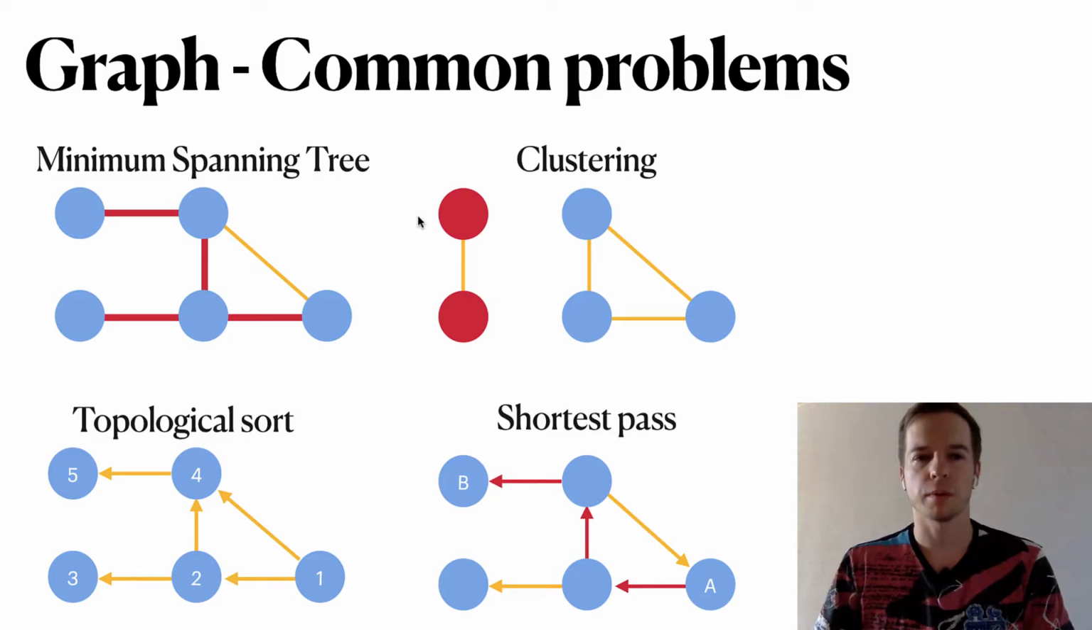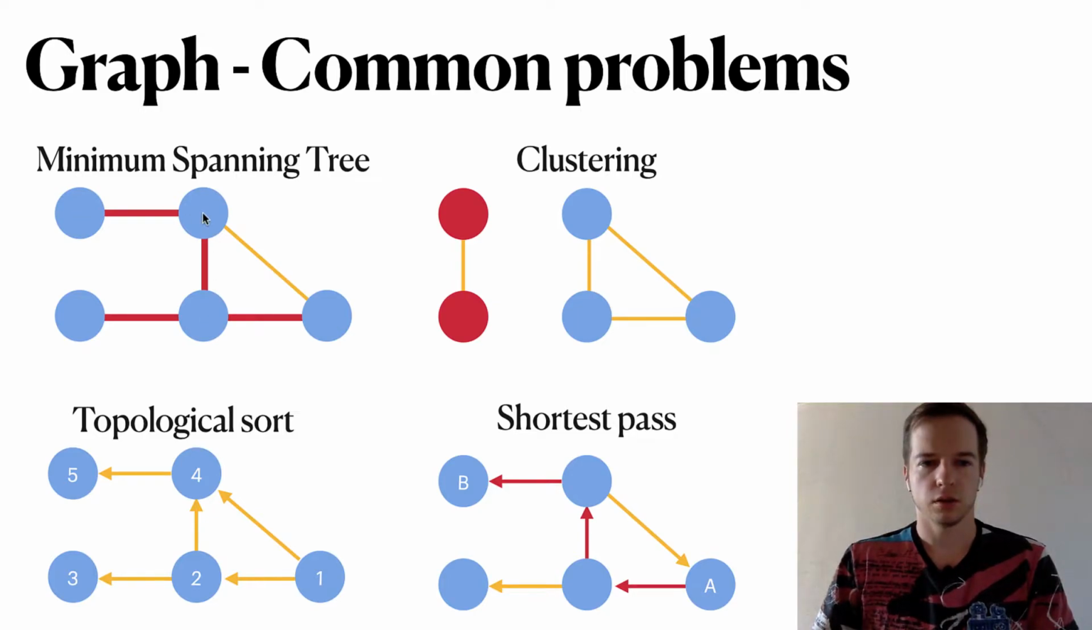Let's cover common problems with graphs. For example, the minimum spanning tree problem. Say you have several buildings and you want to connect them into a network. You can use a lot of connections here, a lot of edges, but we want the smallest network we can afford. So the question is how many edges and which edges you should use to connect all the houses. And yeah, that's a very common problem.